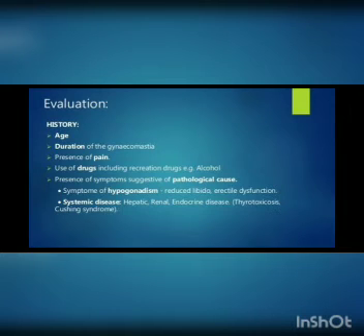Evaluation. Now, what are the diagnostic criteria or investigations that contribute to gynecomastia? So, first one is history. In history, what will we see? Age. Why will we see age? Because puberty accounts for 25% of the cases, and according to physiology, age is also a factor that contributes to gynecomastia.